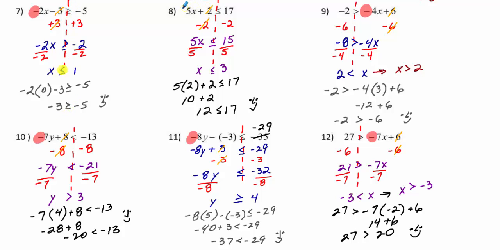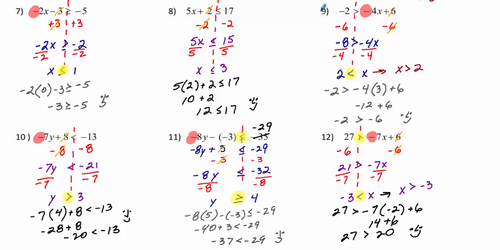Number 8, coefficient's not negative, we don't do anything. Number 9, it's a negative 4 coefficient, so what started out as a greater than ends up as a less than. Number 10, negative coefficient, what started as a less than ends up as a greater than. Number 11, negative coefficient. What started as a less than or equal to ends up as a greater than or equal to. Number 12, negative coefficient. What started as a greater than sign ends up as a less than sign.